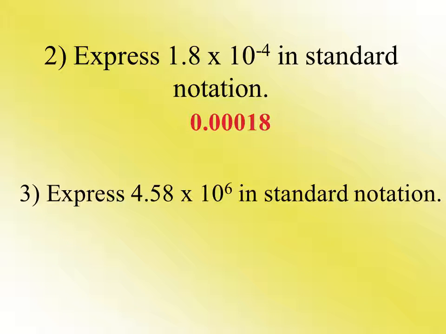Let's try this example. Let's express 4.58 times 10 to the 6th in standard notation. Since your exponent is a positive number, you're moving the decimal point 6 spaces to the right. So your final answer should be 4,580,000. Notice how the exponent does not mean how many zeros you write. It is how many places you move your decimal point.